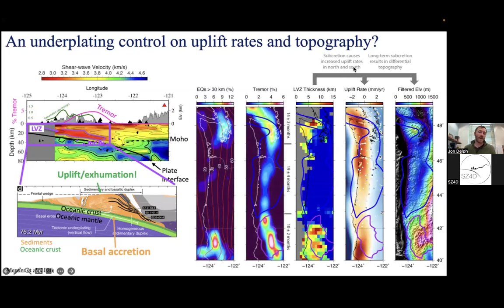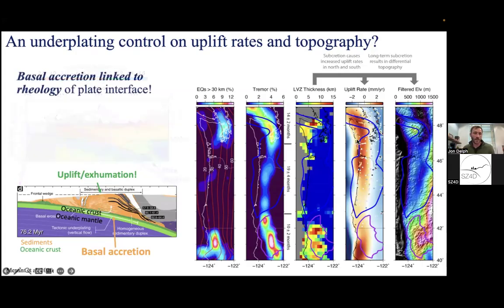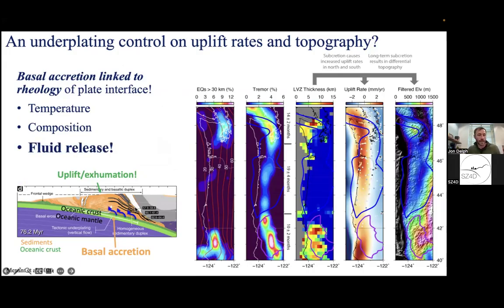Okay, but now we have to come back and link this to the fluid in the margin, right? How are fluids potentially affecting this basal accretion process and therefore leading to the uplift and exhumation that we see? So we know from this modeling, as well as maybe intuitively if you work on rheology, that basal accretion is going to be linked to the rheology of the materials at the plate interface. That's going to be tied to the temperature at the plate interface, the composition of the material at the plate interface, and importantly, the presence of fluids at these depths.